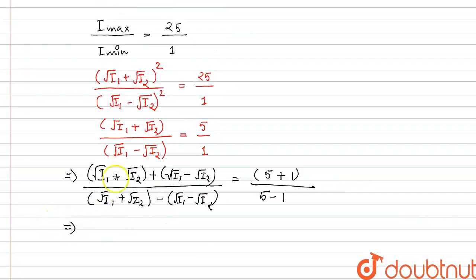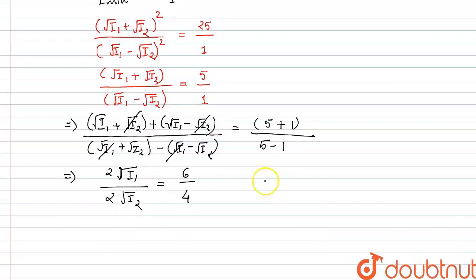On solving this further, what will we get? This I1 and I1 will be added, and the I2 and I2 will be cancelled. So it will be 2 times root I1, and here this I1 and this I1 will be cancelled, and this will be added. So it will be 2 times root I2, and here 5 plus 1, it will be 6 divided by 4. Now for solving this, what will we get? Here this 2 and 2 will be cancelled, and it will be root I1 divided by root I2, and here it will be 3 by 2.